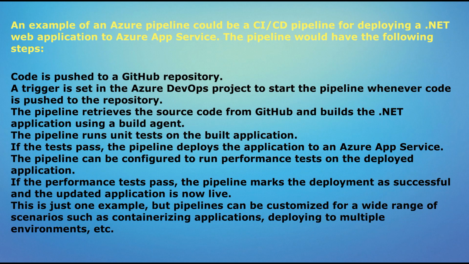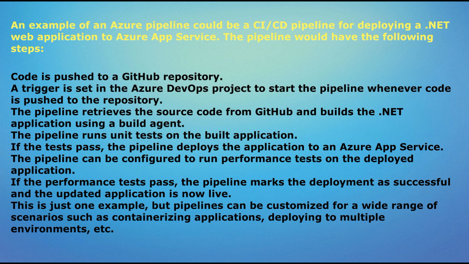An example of an Azure pipeline could be a CI/CD pipeline for deploying a .NET web application to Azure App Service. The pipeline would have the following steps. Code is pushed to a GitHub repository. A trigger is set in the Azure DevOps project to start the pipeline whenever code is pushed to the repository. The pipeline retrieves the source code from GitHub and builds the .NET application using a build agent. The pipeline runs unit tests on the built application.